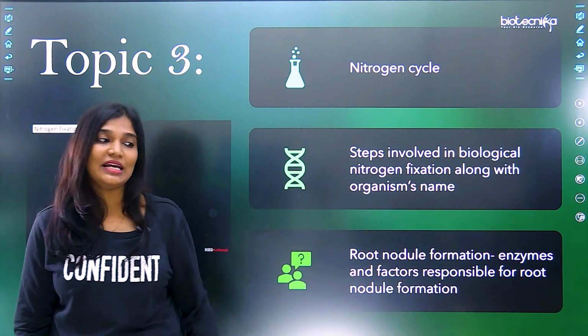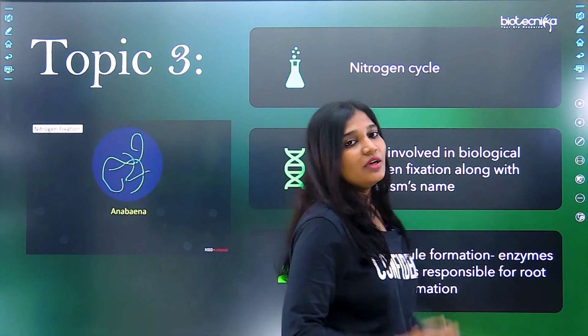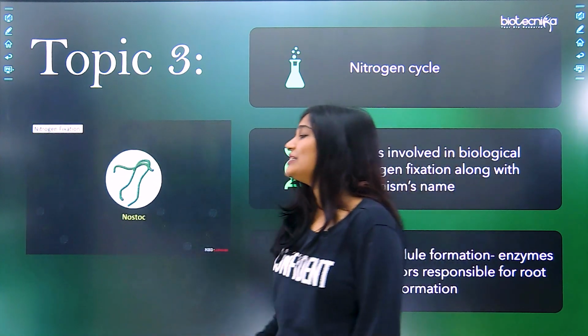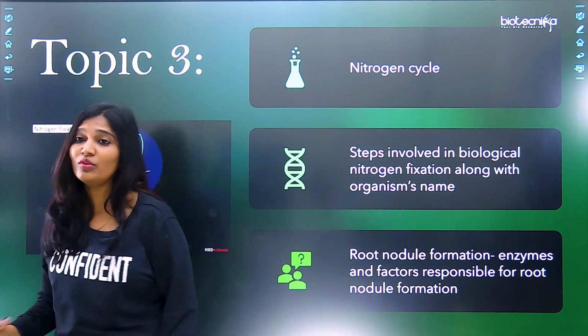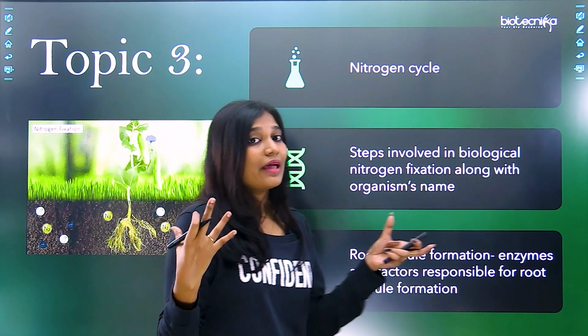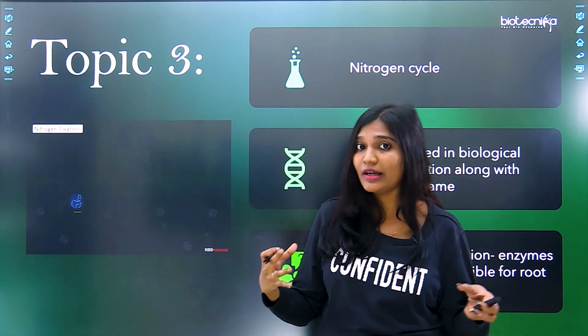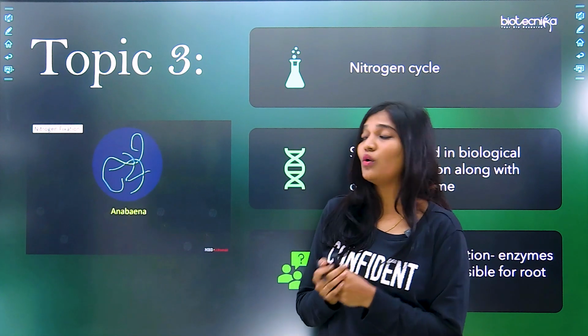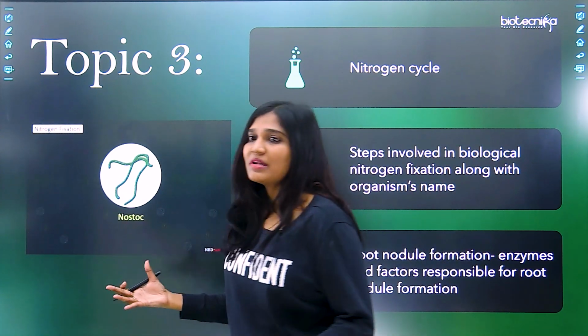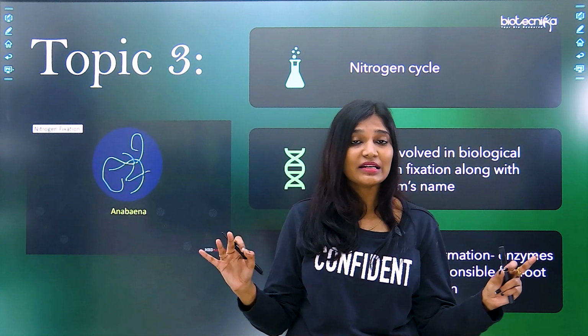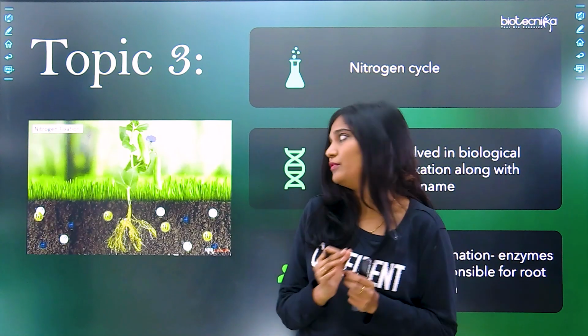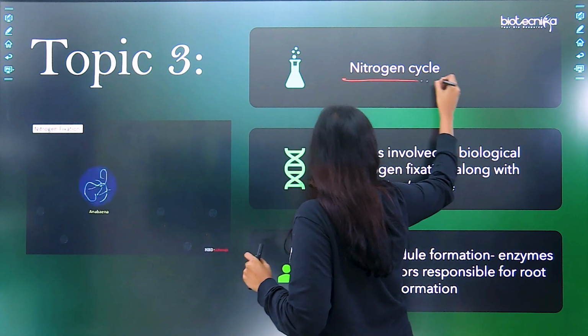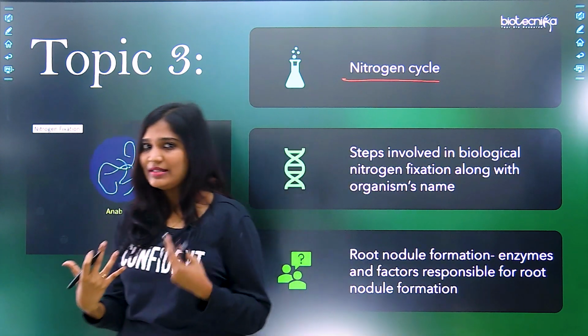The next topic, topic number 3, is the nitrogen cycle. There's a beautiful image given here of how the nitrogen present in the atmosphere is fixed in the soil and utilized by the plants for their own growth. There are Anabaena and Nostoc. You have to study all the organism names along with what they are going to convert. So first important thing, the nitrogen cycle. How does the nitrogen cycle actually take place?